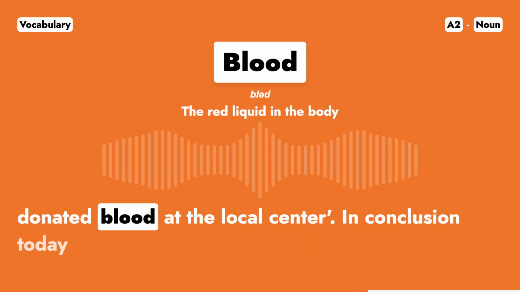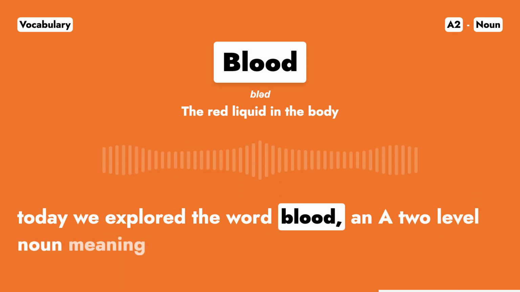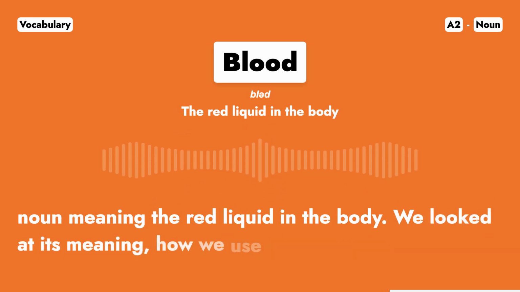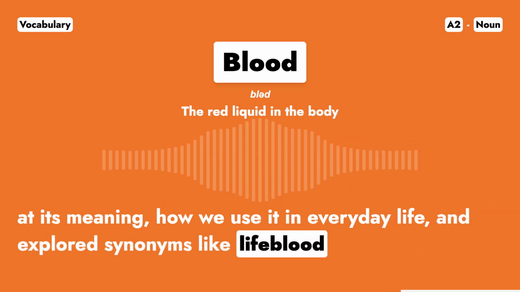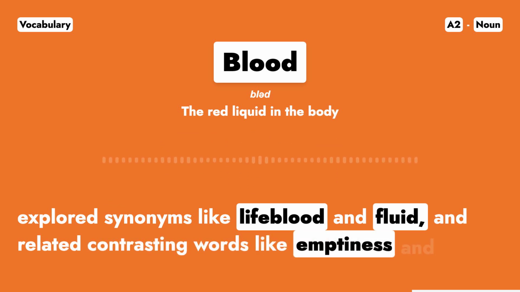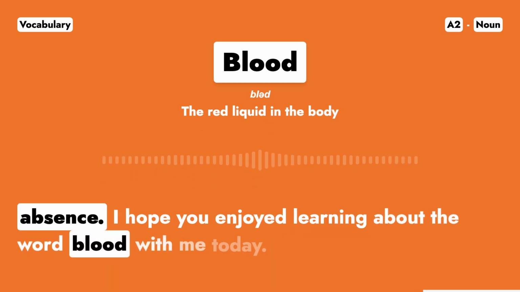In conclusion, today we explored the word blood, an A2 level noun meaning the red liquid in the body. We looked at its meaning, how we use it in everyday life, and explored synonyms like lifeblood and fluid, and related contrasting words like emptiness and absence. I hope you enjoyed learning about the word blood with me today.